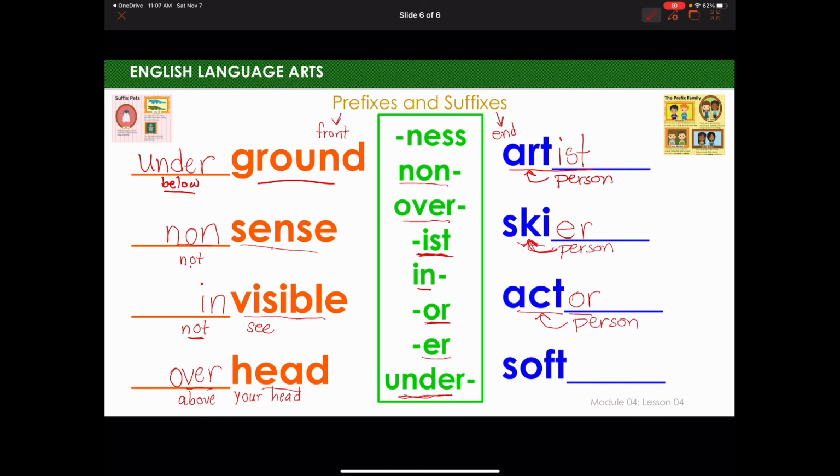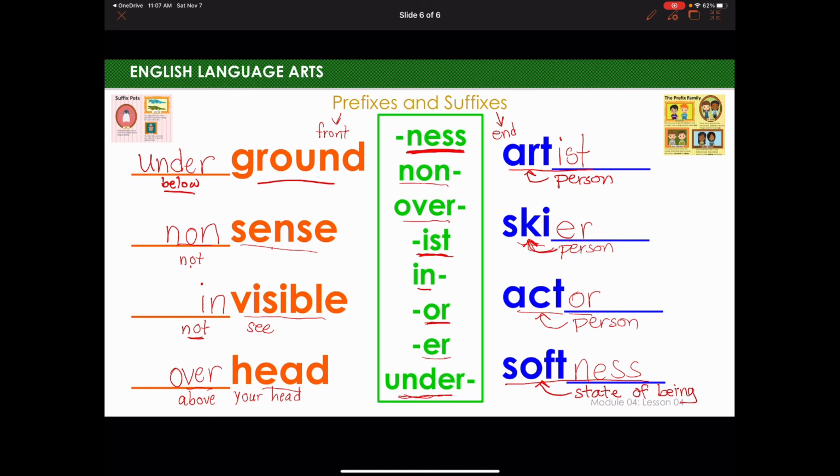And then our very last suffix is the suffix ness. Ness means the state of being something. So it describes how something feels or is. Okay? So my new word here is softness. Softness means the state of being soft. Like I felt the softness of the blanket.